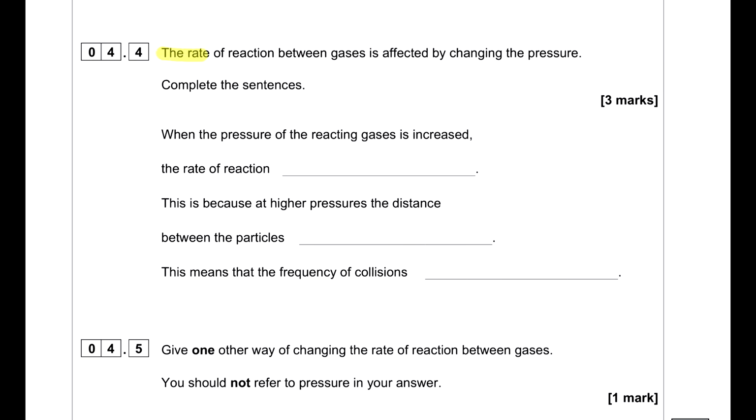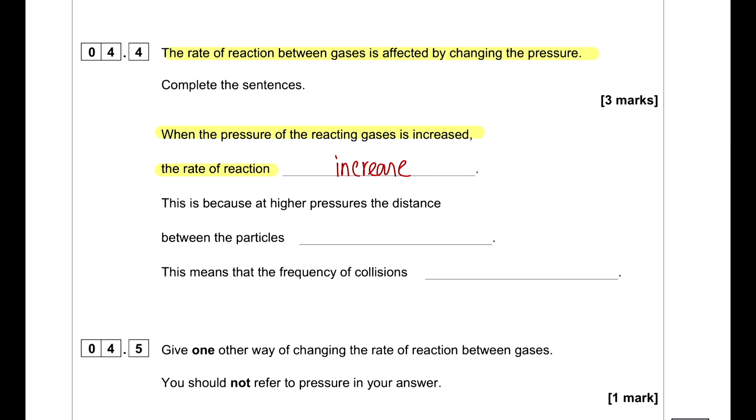The rate of reaction between gases is affected by changing the pressure. When the pressure of the reacting gases is increased, the rate of reaction will increase. So when we increase pressure, it acts as if it is high concentration. So at higher pressure for gases, it's like higher concentration for aqueous solution.